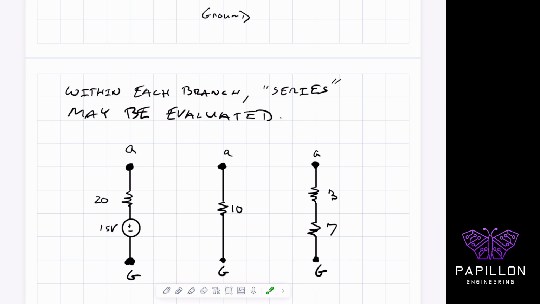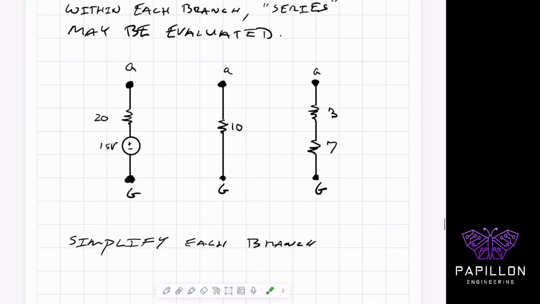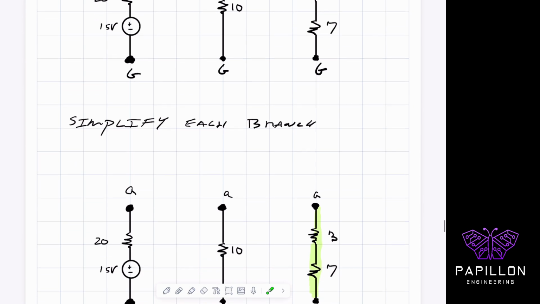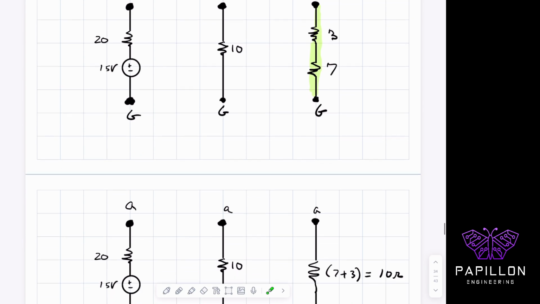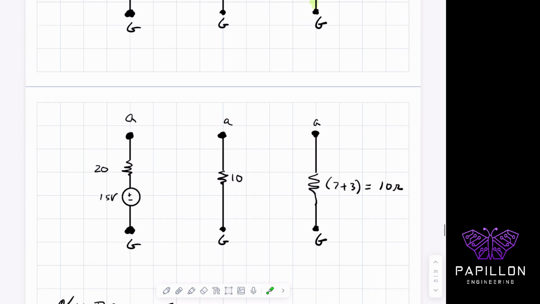So what does that mean? When I look at this problem, I could simplify each of those branches if possible. And in this case, it is. I highlight here in green, the 7 and the 3 ohm resistor are on the same branch. So I can do whatever I want with anything on the same branch. What that means with the 7 and 3 is I could combine them, because in that one particular branch, there's just a series circuit. So I can think of it as series, combine that 7 and 3, and just call it 10 ohms right off the bat.